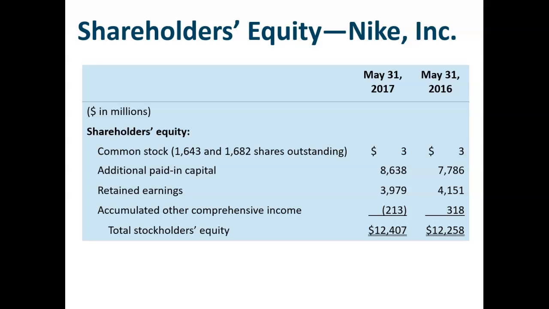Illustration 3-8 in your textbook shows the shareholders' equity section of Nike's comparative balance sheets for the years ended May 31st, 2017 and 2016. This illustration presents the shareholders' equity of Nike's balance sheets from the inception of the corporation through May 31st, 2017. Nike has accumulated net income less dividends of $3,979 million, which is reported as retained earnings.